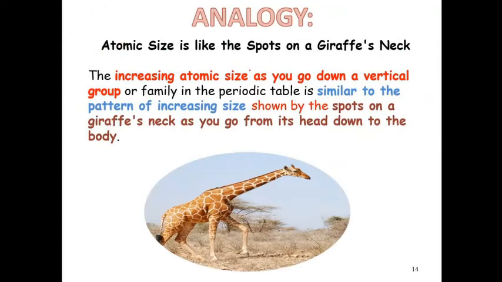The analogy for the shielding effect and atomic size is like the spots on a giraffe's neck. The increasing atomic size as you go down a vertical group or family in the periodic table is similar to the pattern of increasing size shown by the spots on a giraffe's neck as you go from its head down to the body.